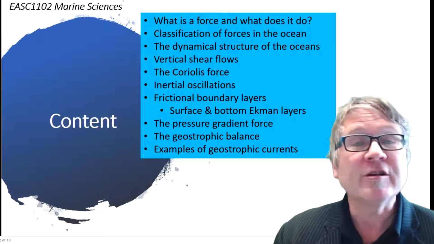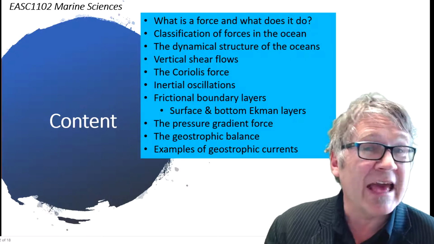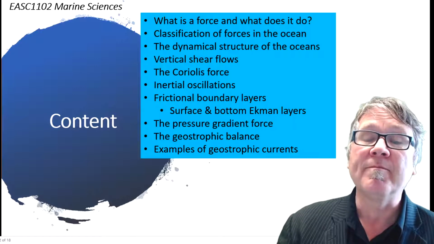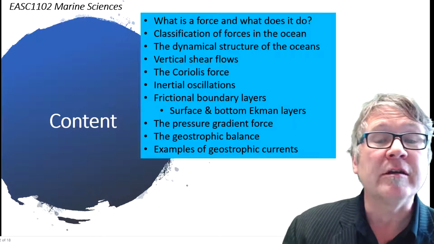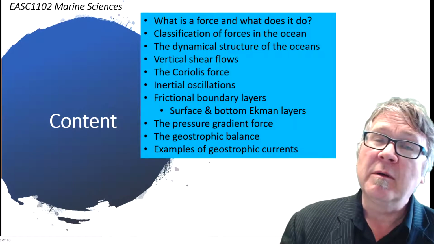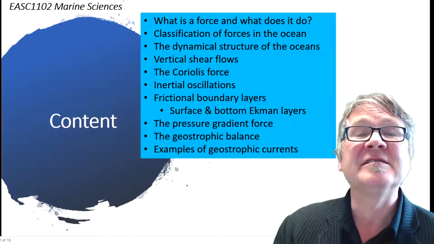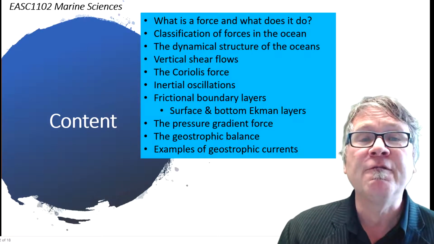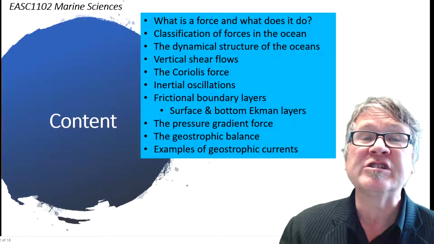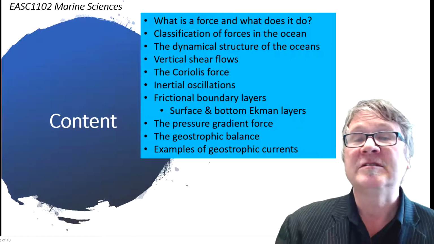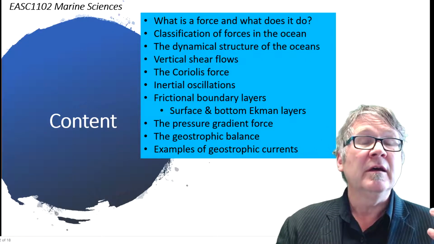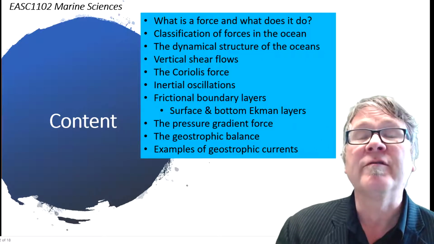When we talk about frictional boundary layers, they are called Ekman layers. There's a surface Ekman layer and there's a bottom Ekman layer. We talk about the pressure gradient force. You already learned about the pressure gradient force to some extent, but only in the vertical direction. And now we're talking about horizontal pressure gradients. What do they do? Because they create something that we call the geostrophic balance. And I'll give you examples of geostrophic currents.